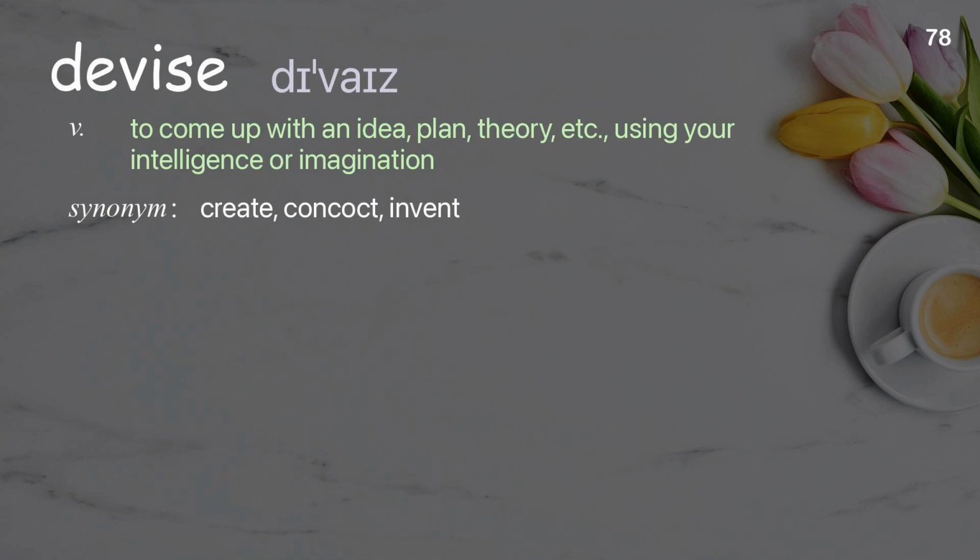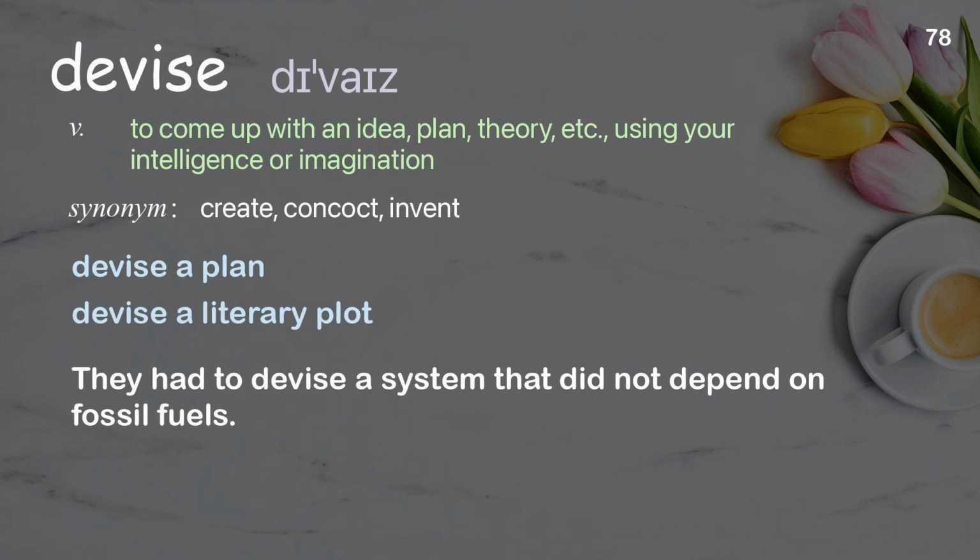Devise. To come up with an idea, plan, theory, etc., using your intelligence or imagination. Examples: devise a plan. Devise a literary plot. They had to devise a system that did not depend on fossil fuels.